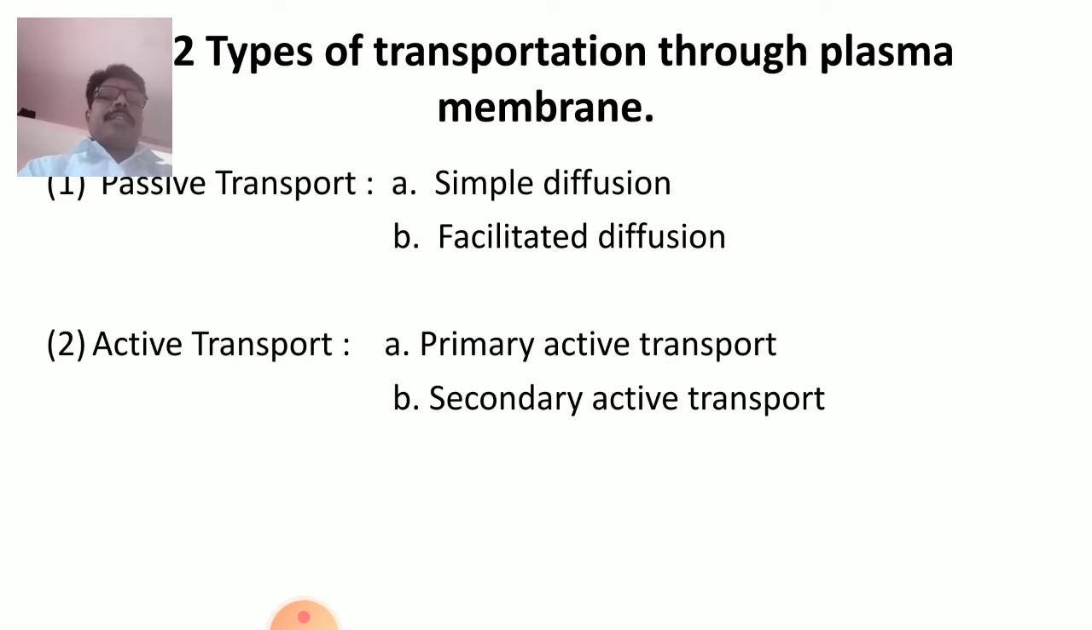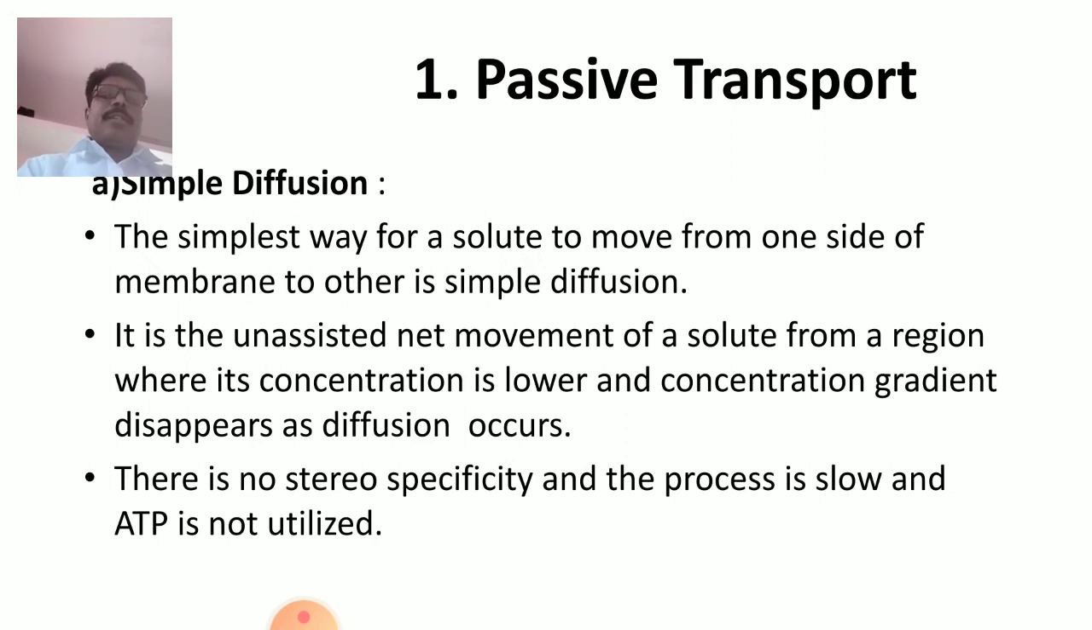Now, types of transportation through the plasma membrane: passive transport and active transport. Passive transport includes simple diffusion and facilitated diffusion, and active transport includes primary active transport and secondary active transport. First, passive transport: simple diffusion. The simple way for a solute to move from one side of the membrane to the other is simple diffusion. It is the unassisted net movement of solute from a region where its concentration is higher to where it is lower, until the concentration gradient disappears as diffusion occurs. There is no stereospecificity, the process is slow, and ATP is not utilized.